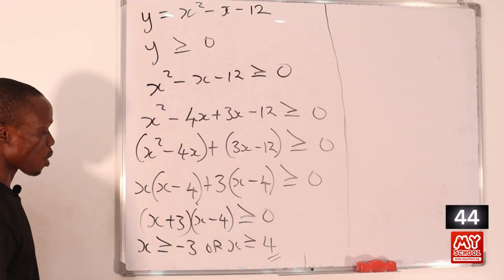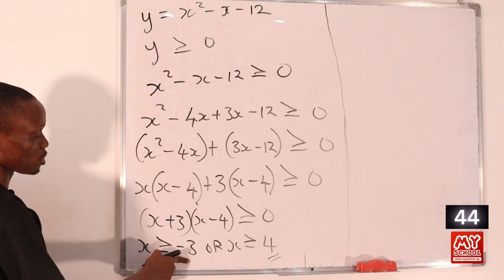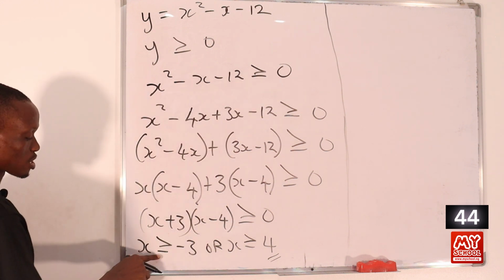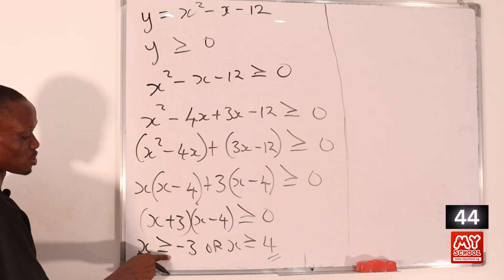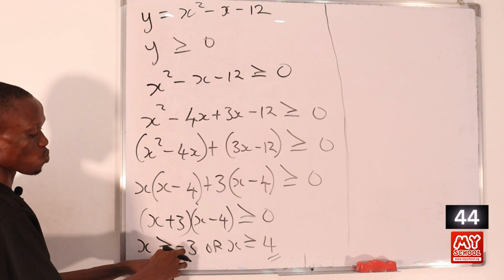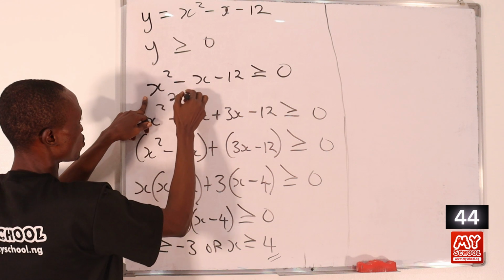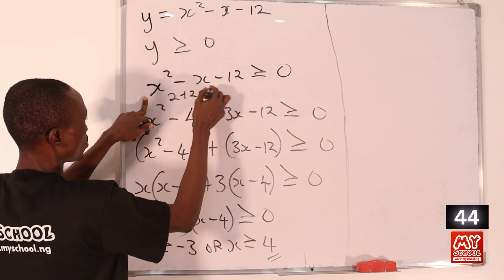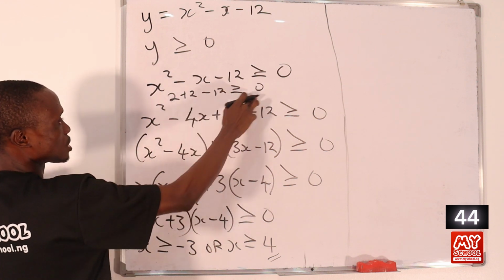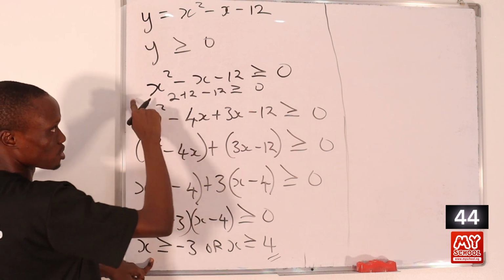Okay, so what we simply do to check if our answer is correct is just for us to carry these values and substitute them into the given equation. So in this case, we are going to take a value that is greater than minus 3. So the value that is greater than minus 3 will be minus 2. So if I put minus 2 here, I'll be having 4, then here I'll be having plus 2, then minus 12. So if you check this very well, it will not be greater than 0. It will be less than 0. So this value cannot be true for this inequality.